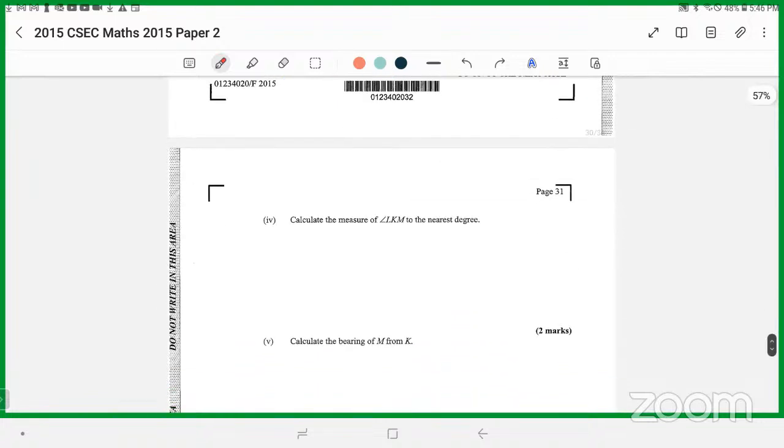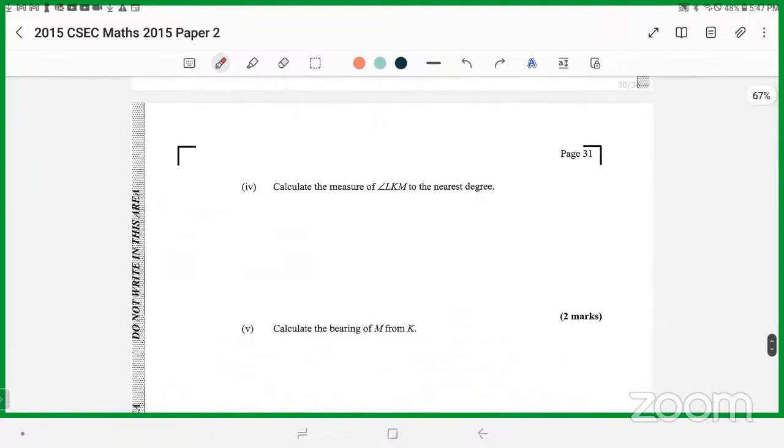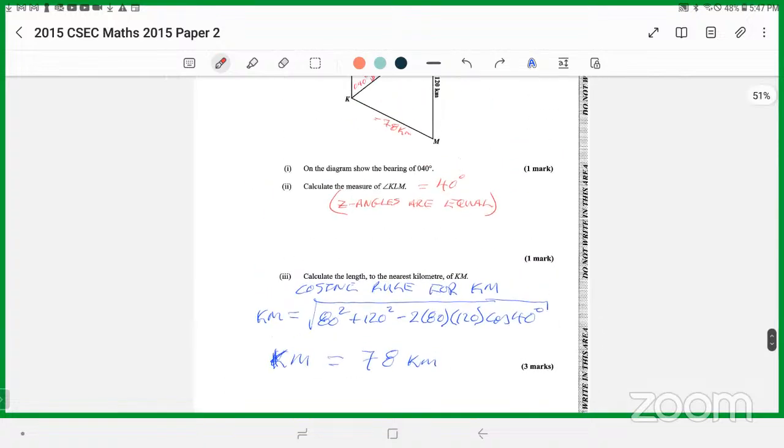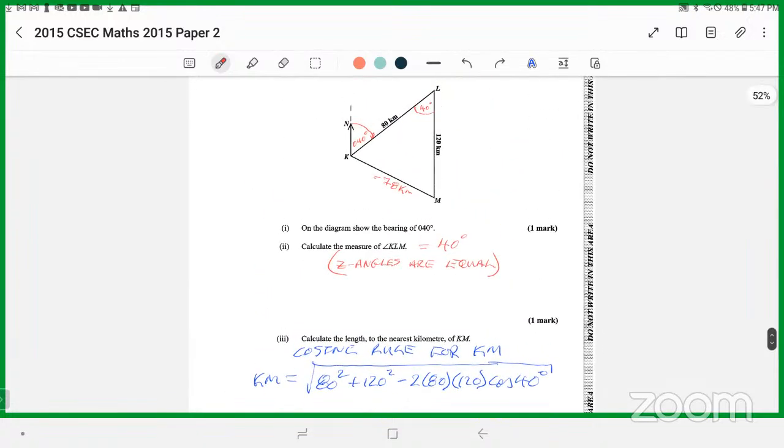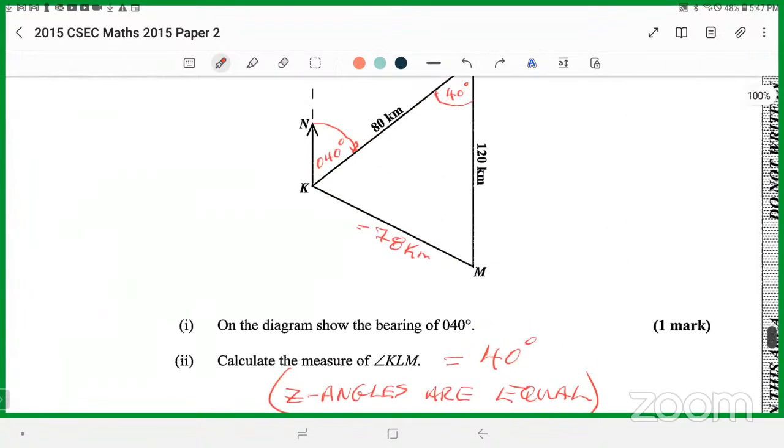Usually they would want a bearing. It says calculate the measure of angle LKM. The angle is at K, LKM. It's the same angle that I want, LKM. So this angle we're talking about, I'm going to call it alpha so I can make a reference to it, because more than likely we're going to use it next.